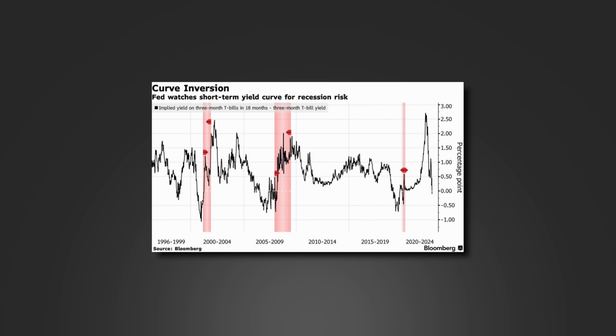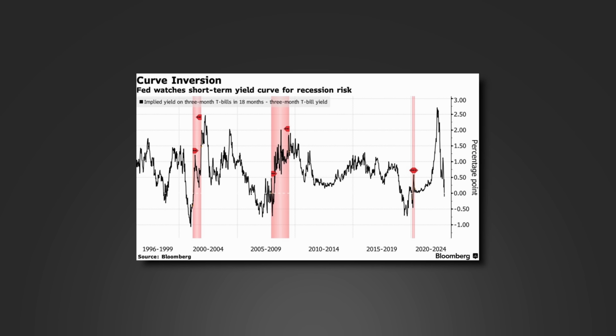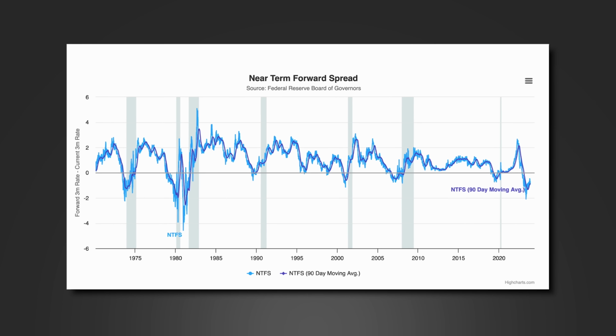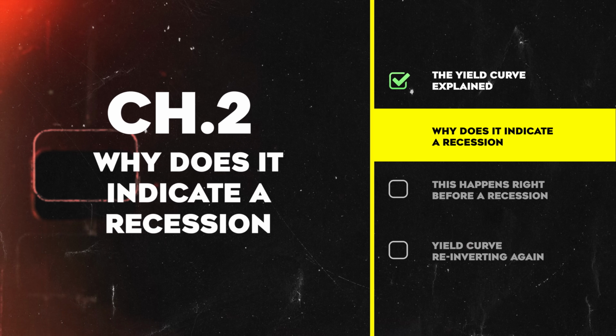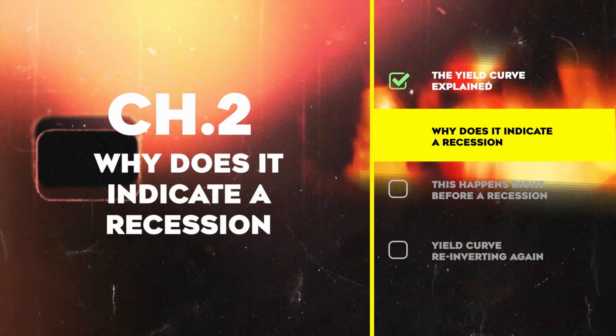Now, the Federal Reserve has stated that they don't like looking at the 2 and 10 yield curve, but instead they like to look at the difference between the 3-month and the 18-month. But it doesn't actually matter which one of these you look at because right now, the near-term forward spread is also inverted. So why is an inverted yield curve a leading indicator of a recession coming soon?